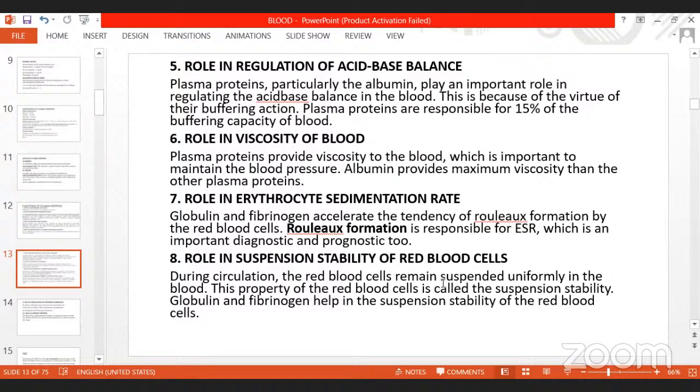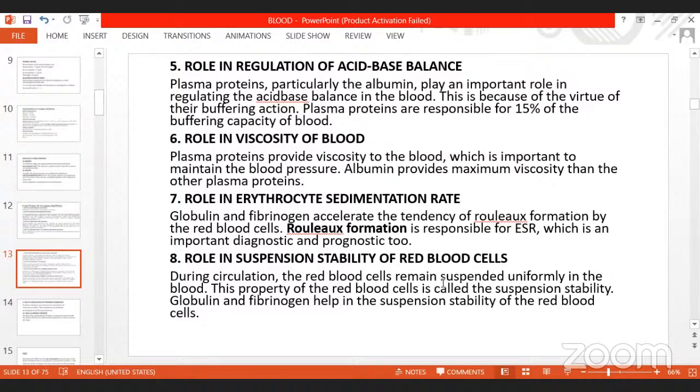Because of the buffering action, we saw that plasma protein has a higher buffering action. It produces around 15% of the total buffering capacity of the blood. And viscosity: the plasma proteins provide the viscosity of the blood, and albumin provides maximum viscosity compared to other plasma proteins.